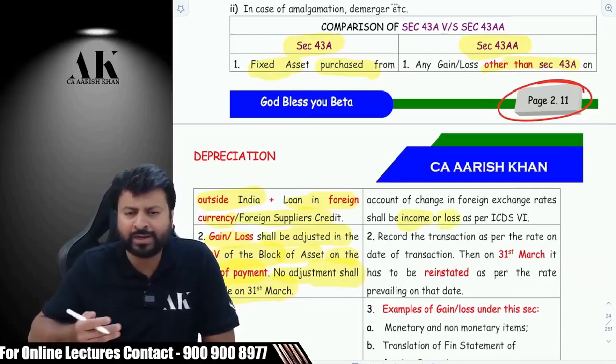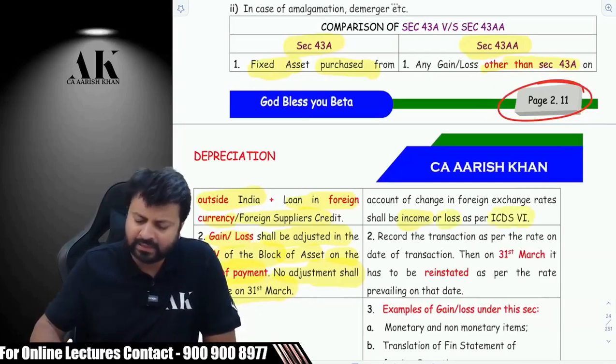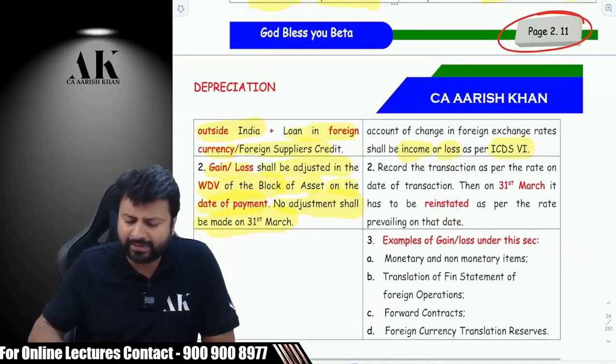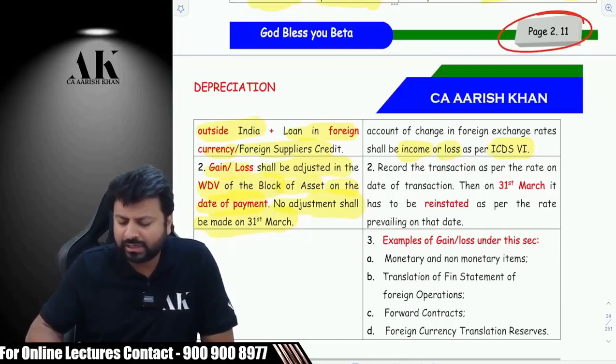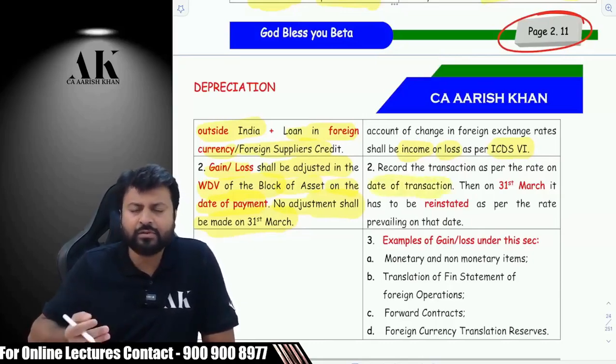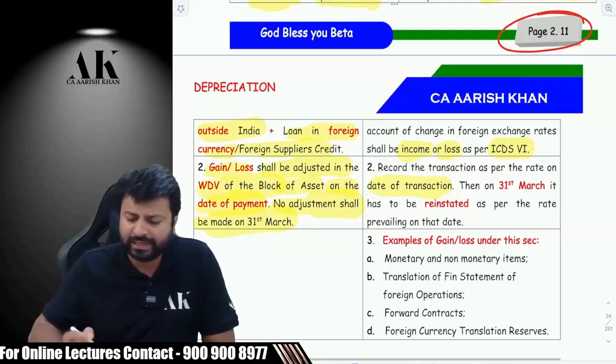If it is income, add it to the income statement. If it is a loss, you can take the deduction as per ICDS 6. Record the transaction as per the rate. So in this case, what is the treatment? Record the transaction as per the rate on the date of transaction. So if you are purchasing today, record as per today's rate, and then on 31st March it has to be reinstated as per the rate prevailing on that date. The way you do in accounts.